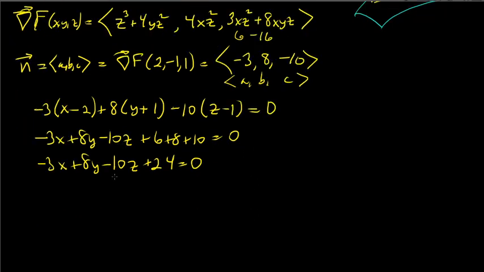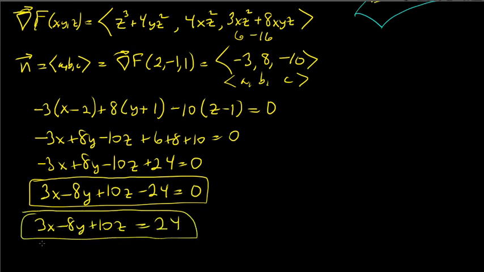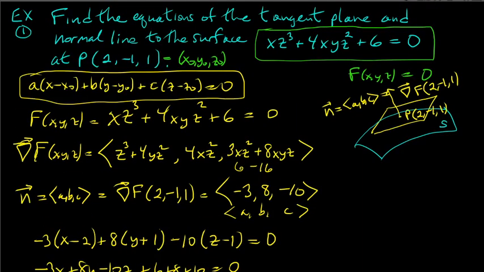And that looks good. Generally speaking, I like the first number to be positive. So if we just multiply everything by a negative 1, that would be dandy. So you don't have to, but I prefer this version here. Or if you add the 24 to both sides, of course, you can do that as well. Very often I will do that too. So this is the equation of the tangent plane. Okay, so that answers the first question, right?